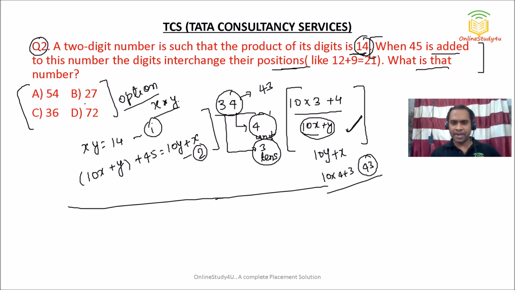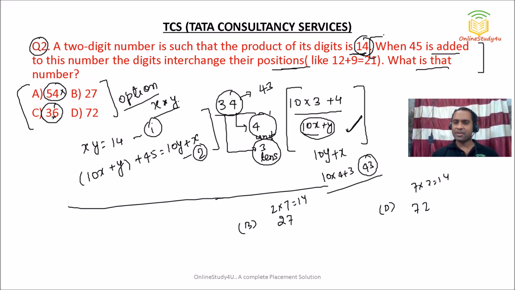So the two-digit number, their multiplication is 14. So 5 into 4, if you multiply, it will be 20. 3 into 6, if you multiply, it will be 18. So these two options are eliminated. Now, either 27 or 72. That means either option B or option D will be the correct answer, right? Because the multiplication of the digits is nothing but 14.